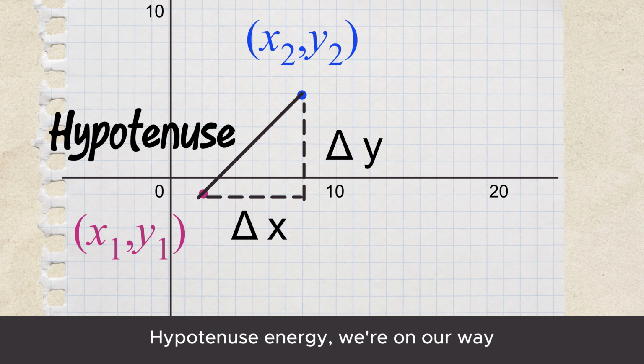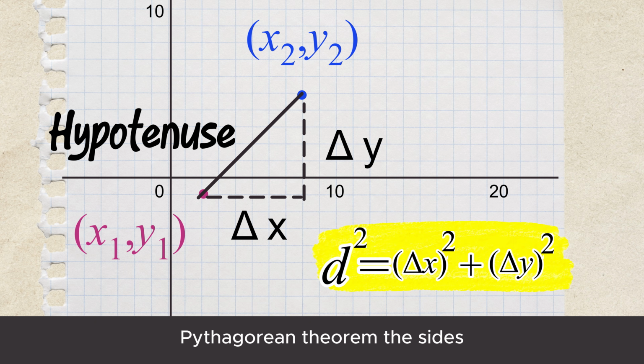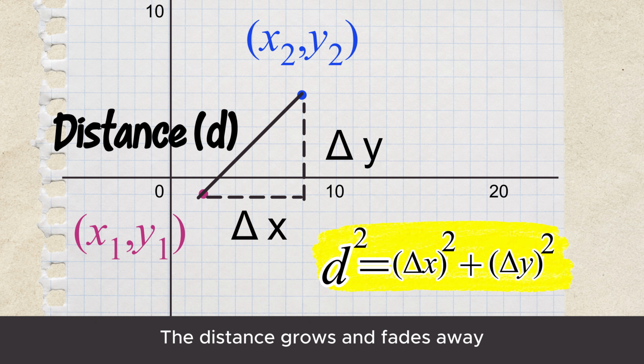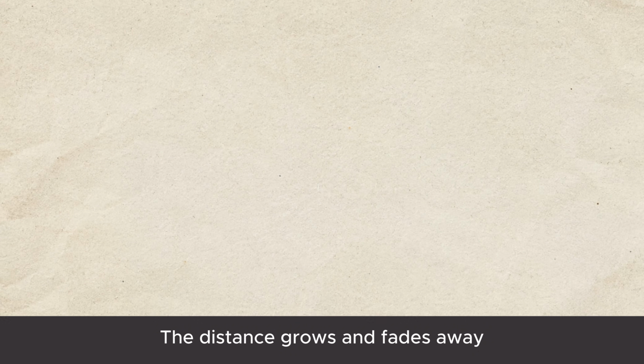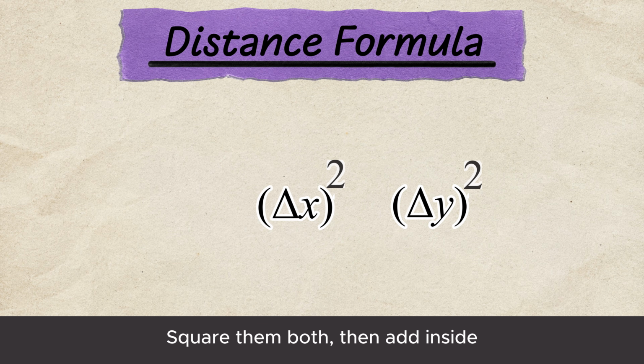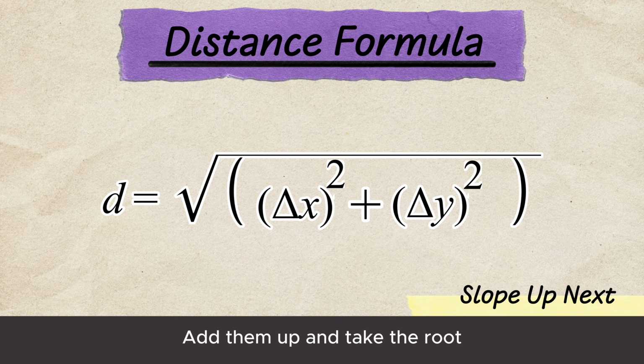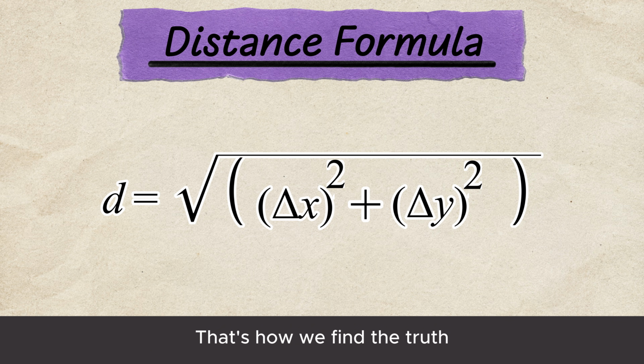Hypotenuse energy, we're on our way. Pythagorean theorem decides the distance. Delta x and delta y, square them both and add inside. Add them up and take the root. That's how we find the truth.